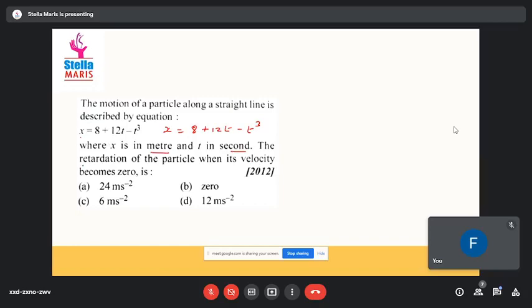What do you mean by retardation? Negative acceleration, very good. Retardation is nothing but negative acceleration. It can be represented as minus a. So they're asking what will be the retardation of the particle when velocity becomes 0. When velocity is equal to 0, what will be the retardation, that is minus a value. That's what they asked. Do you have any idea?